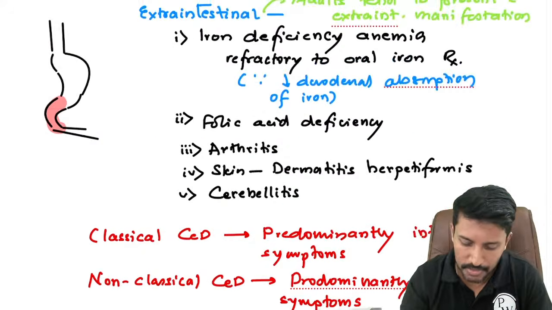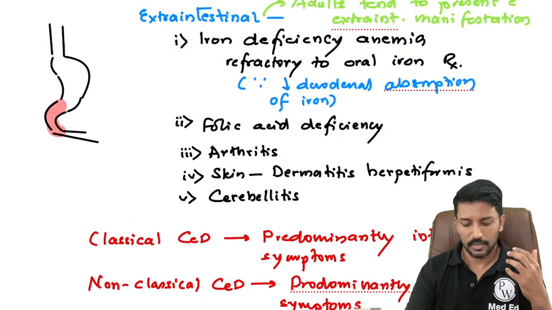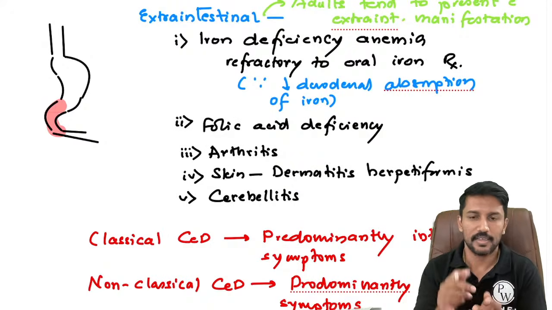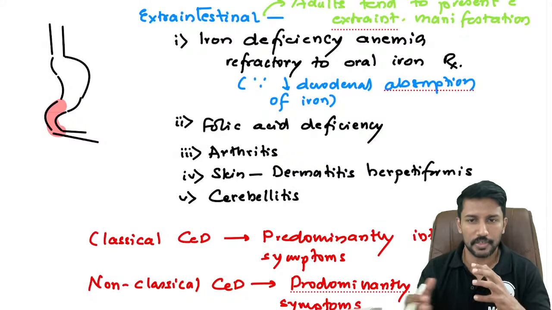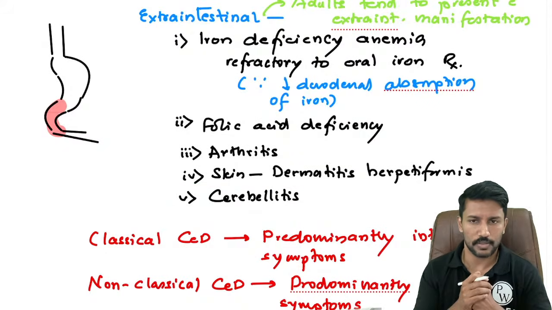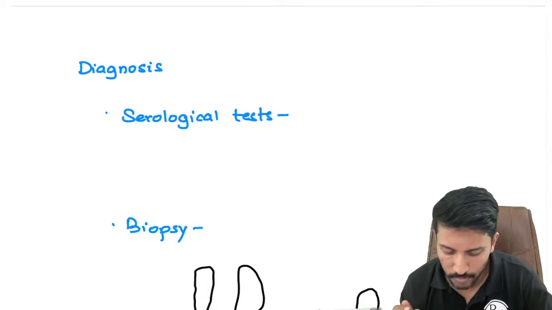Or let us say I got a patient, adult, with some dysdiadochokinesia, right? Reeling gait, nystagmus, intention tremor. I will also have celiac disease as one of my differential diagnoses. Now, how will I establish that this is a case of celiac disease, right? So how do we make a diagnosis?